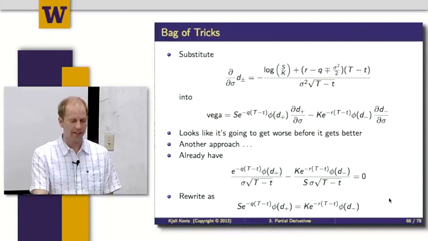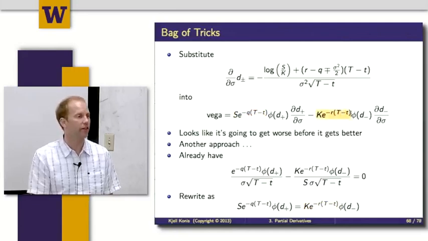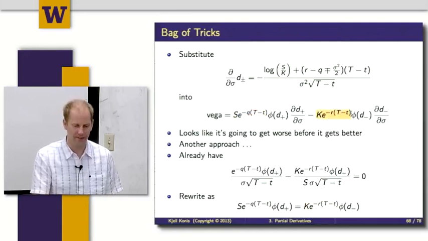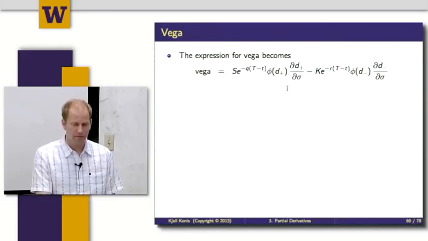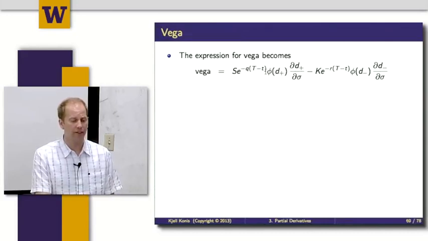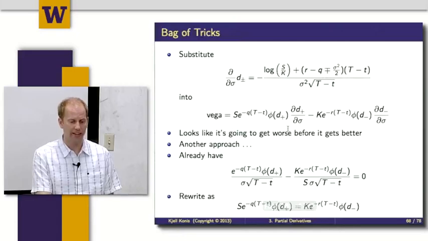And so does that look like it's going to be helpful? Well, I've got an s e to the minus q t minus t here, and I've got a k e to the minus r t minus t here. So far, things are looking good. And so this was my expression for Vega. So this is exactly what I had on the previous slide here.